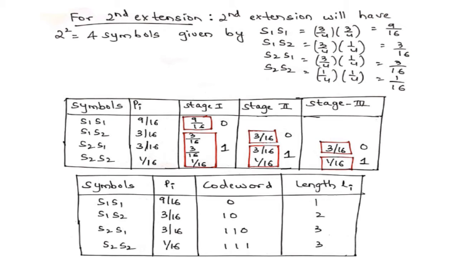The same thing has to be done for the second order extension of the source and the third order extension of the source. So as discussed in the previous slide, the source emits two symbols, S1 and S2, with probabilities 3 by 4 and 1 by 4 respectively.